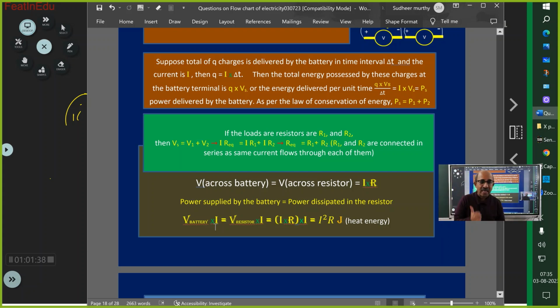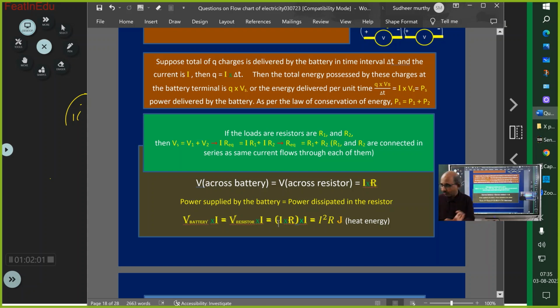The battery gave the power. What happened to that power? That went into the resistor. What happened in the resistor? The power is dissipated in the resistor. So this is telling you power given by the battery. This is giving you power that's given to the load, absorbed by the load. And then I am manipulating. What am I doing? Manipulation.